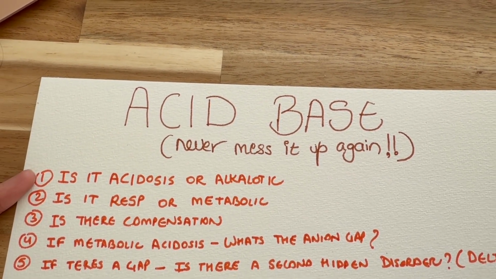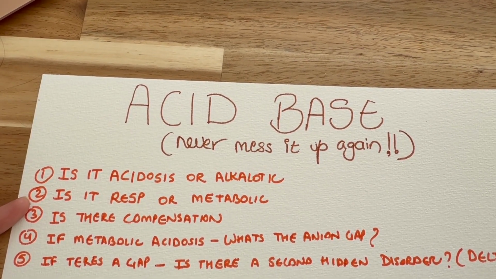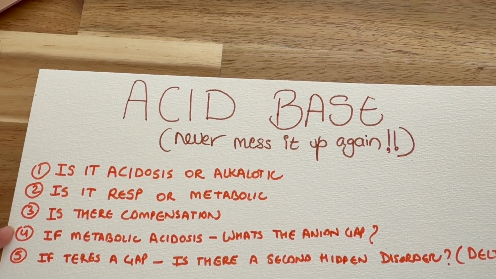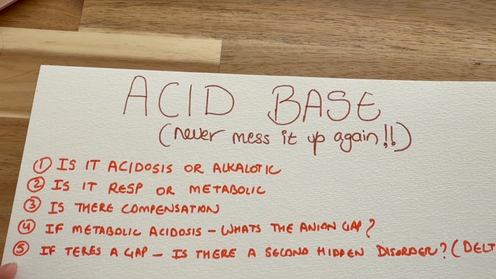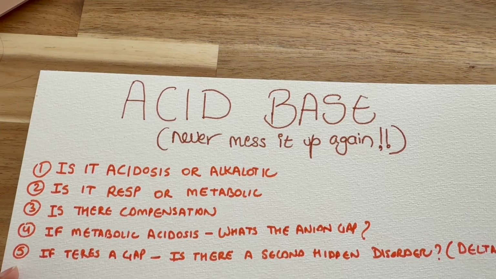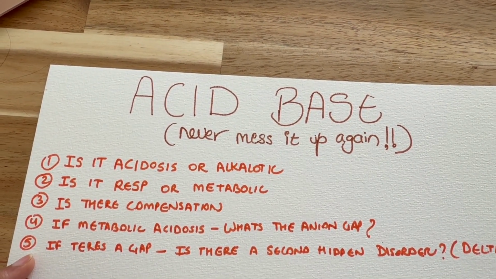First, is it acidosis or alkalosis? Second, is it respiratory or metabolic? Third, is there compensation? Fourth, if metabolic acidosis, then what's the anion gap? And fifth, if there is a gap, is there a second hidden disorder, delta, the one that I really think will help you understand it better.